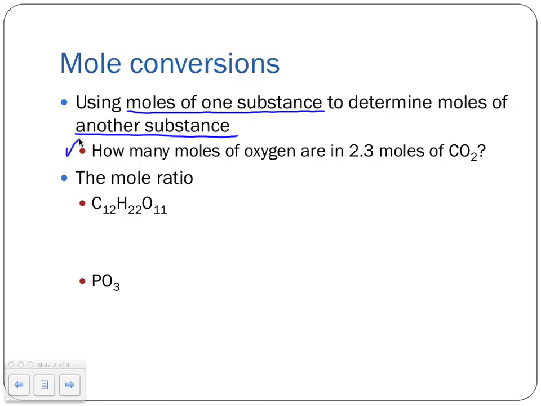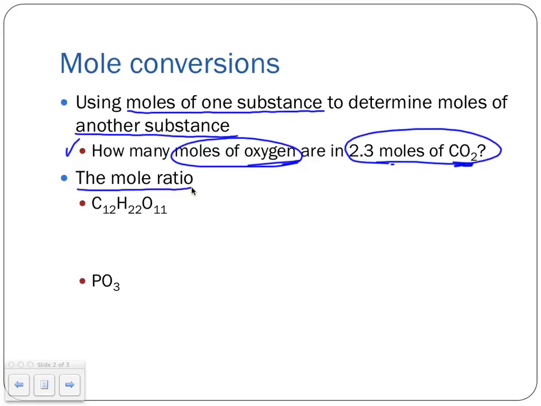So we're given the amount of the carbon dioxide. We have 2.3 moles of carbon dioxide, but we're asked about the number of moles of oxygen. So we've changed substances. We've gone from CO2 to oxygen. Now, in order to make this conversion, we're going to have to use something called mole ratio.